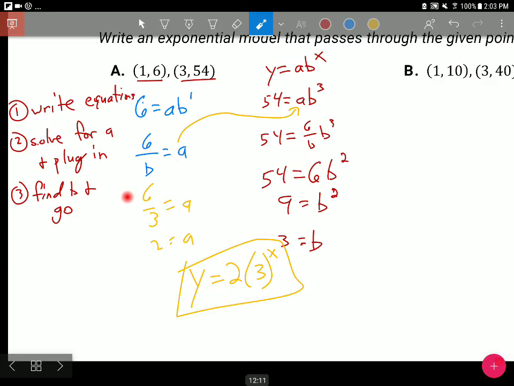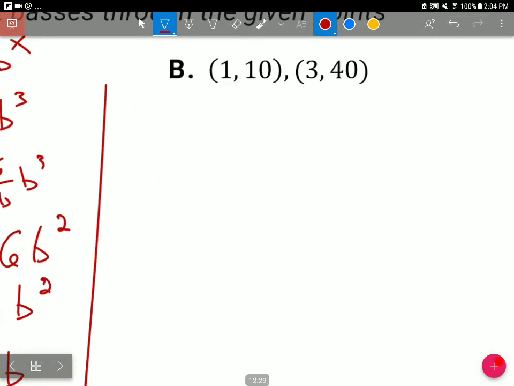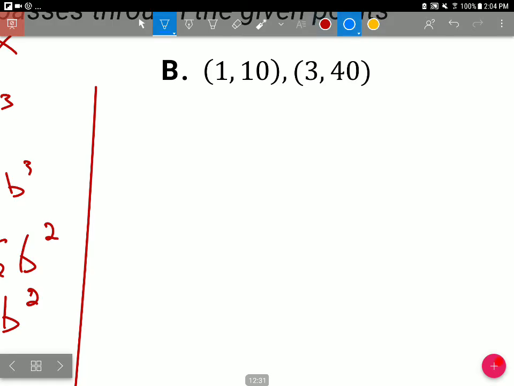You follow me? Cool? All right, let's do another one. Letter B. Start off by writing your equations. Write your equations for letter B. Take 10 seconds.